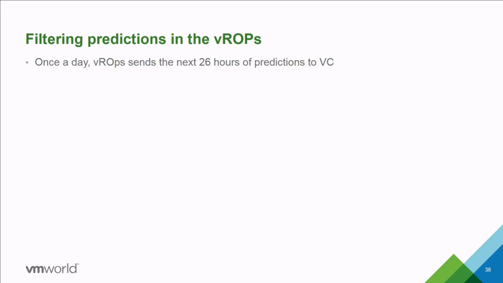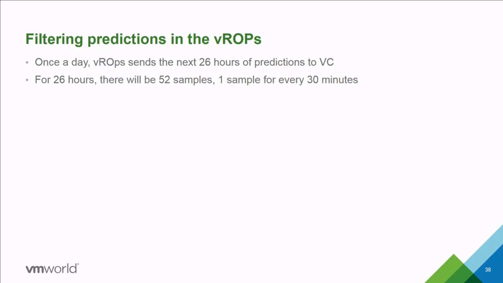The way VROps sends these predictions is, once a day, it sends the predictions for the next 26 hours in time. For these 26 hours, there will be 52 samples. So each sample represents a 30-minute duration. Once a day, every time VROps sends these predictions, it sends 52 samples, and each sample represents a 30-minute duration.